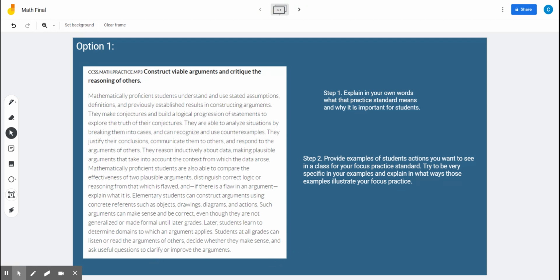But step one, explain in your own words what that practice standard means and why it is important to the students. So this standard really means that students are able to look at a problem, solve the problem, and then give an argument as to why their answer is the way it is, how they got to that answer. Also on top of that, they're able to look at other people's reasoning and determine if their way of finding the answer was correct or not.